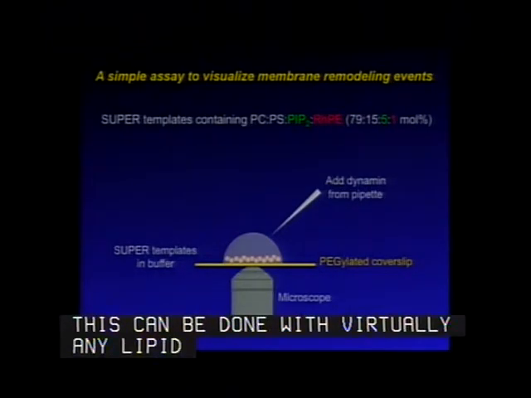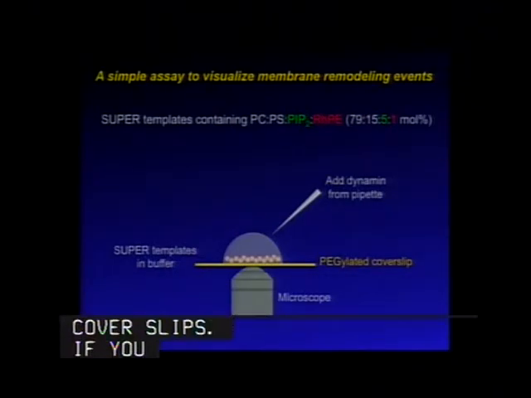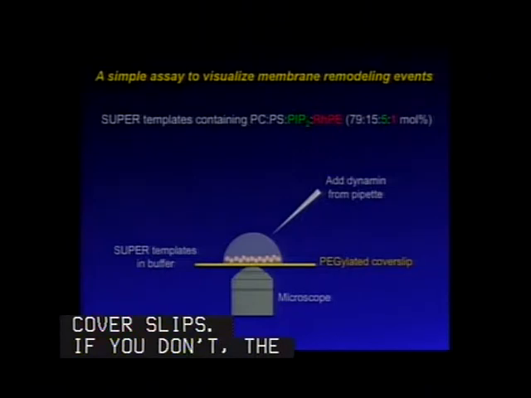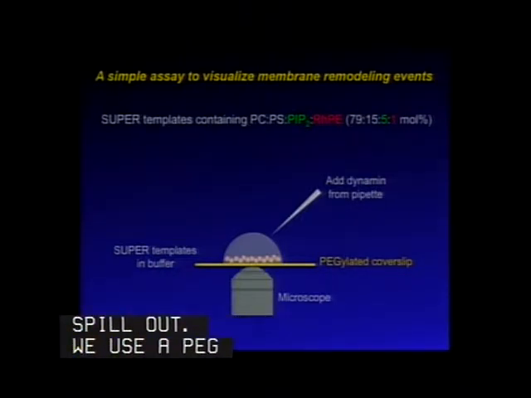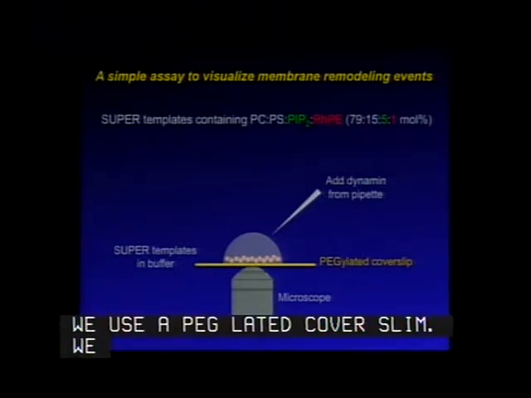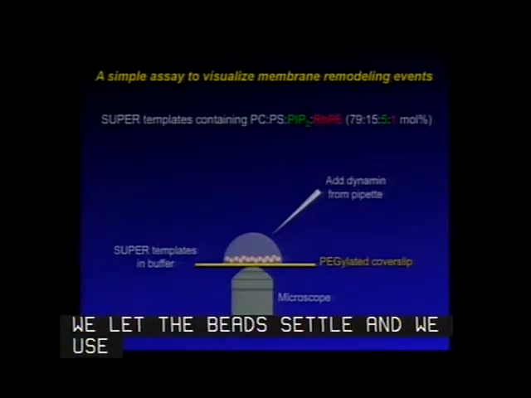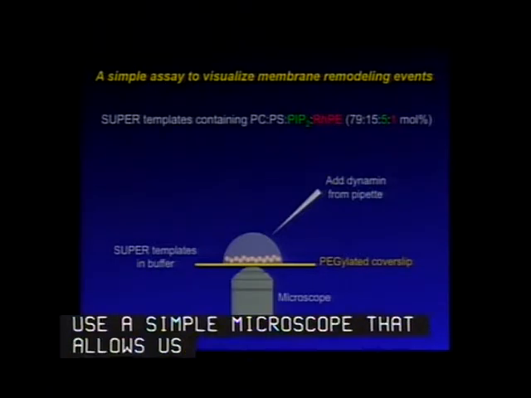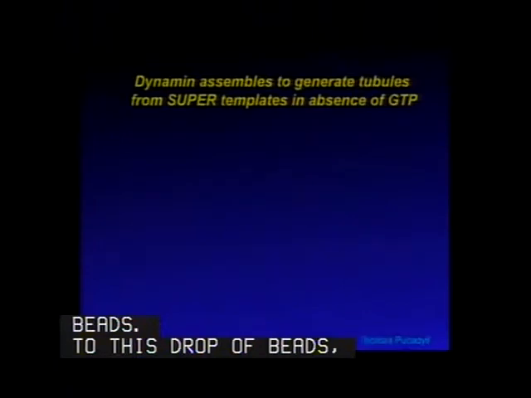Anyway, you need now to use pegylated cover slips, because if you don't, the reservoir will spill out. So we use a pegylated cover slip. We just have a little drop where we put the beads on and we let the beads settle, and then we use a simple epifluorescence microscope with a 60x objective lens that allows us to visualize this field of beads. And then to this drop of beads, we add dynamin from a pipette and see what happens.